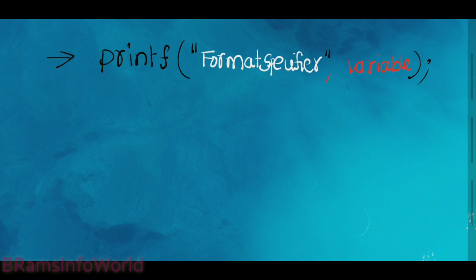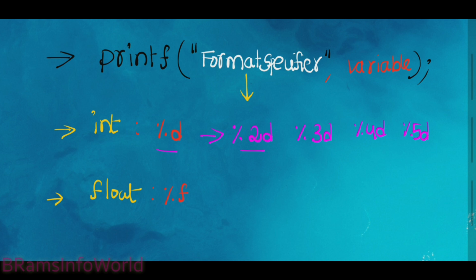As we know, the format specifier for integer is %d and the format specifier for float is %f. So for integer we define %d, and for floating we define %f. We can also define %2d, %3d, %4d and %5d. So what is the difference between %d and %2d?